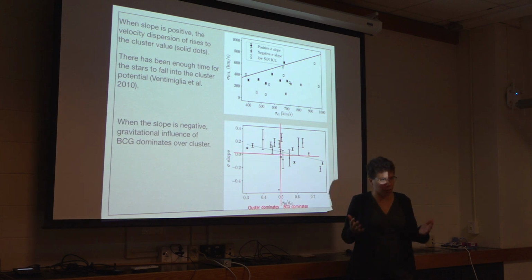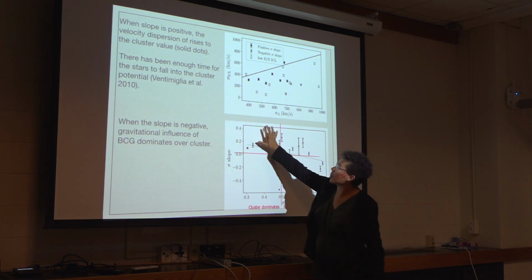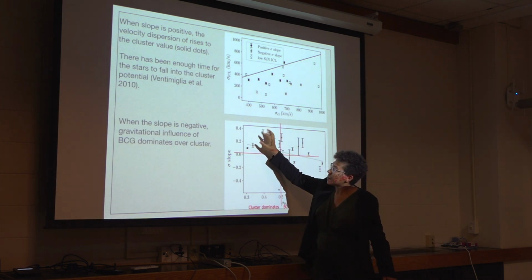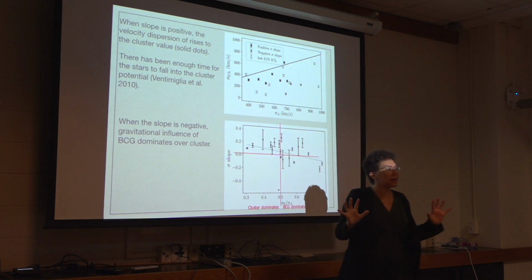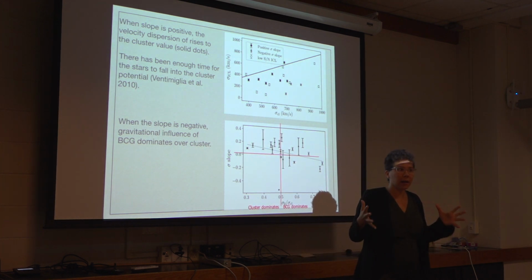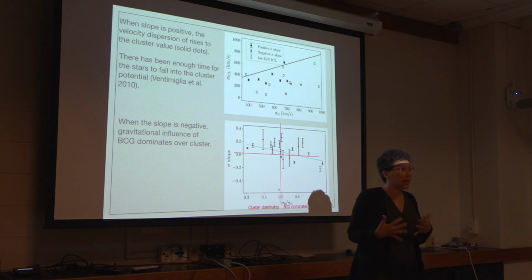So this is what I think we're seeing. These are the galaxies where we're probably getting far enough into the ICL that we're getting a significant ICL signature in our spectrum.